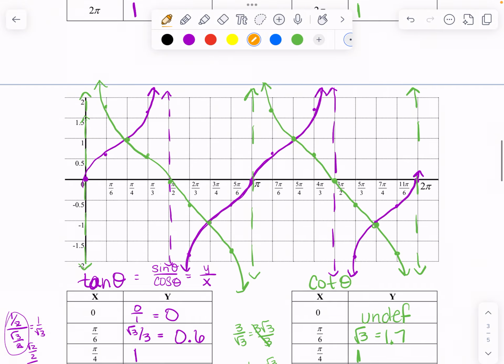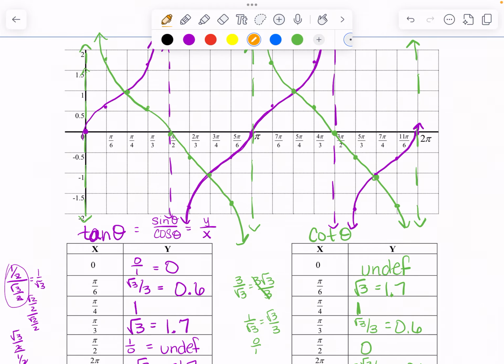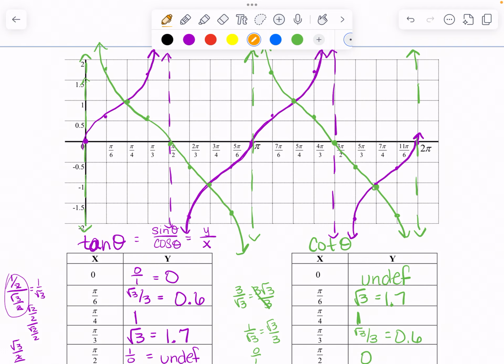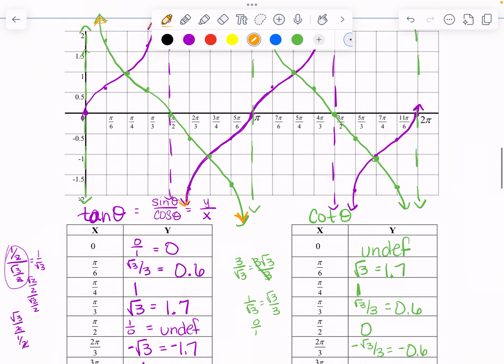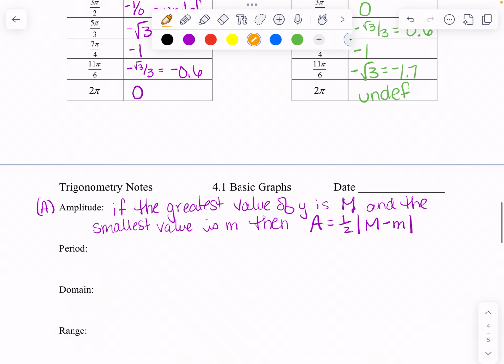Okay, when I look at tangent, the purple graph, tangent doesn't have a maximum value. He goes on forever to positive infinity up here. And he goes on to negative infinity down here at 2 pi over 3. So it doesn't have a maximum value or a minimum value. Same thing with my green cotangent graph. He's positive infinity up here and negative infinity down here. So he doesn't have a max value or a minimum value. So amplitude is only for cosine and sine.